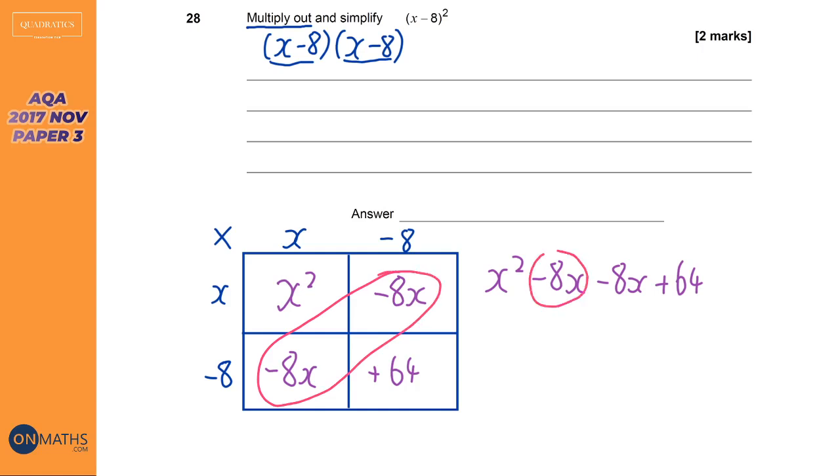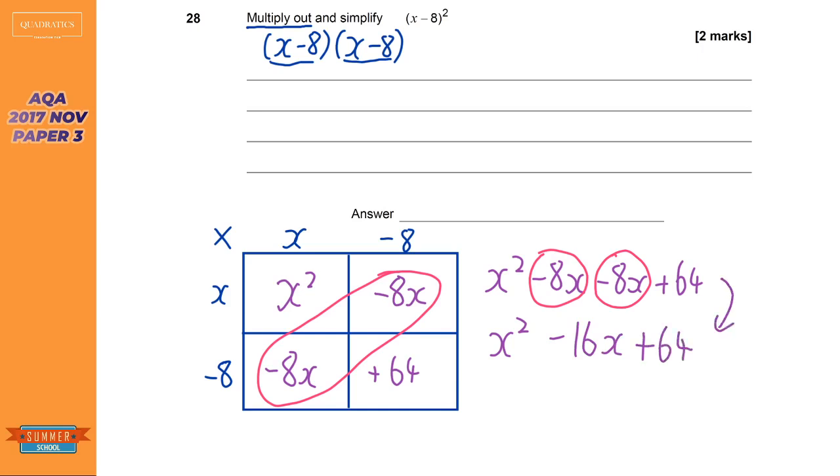You'll notice that, generally speaking, these two here are the same term. With like terms, you can add them together. So minus 8x, take away 8x. If you think about the number line, you're on minus 8 lots of x, and you're taking away 8 lots of x. So that will end up at minus 16x plus 64. The step here is the simplification. So our answer is x squared minus 16x plus 64.